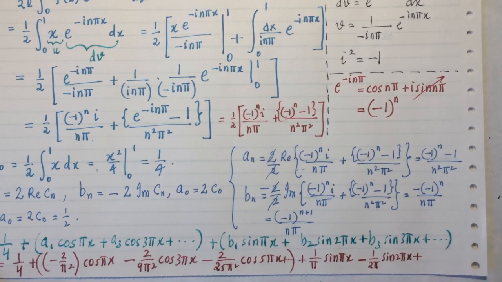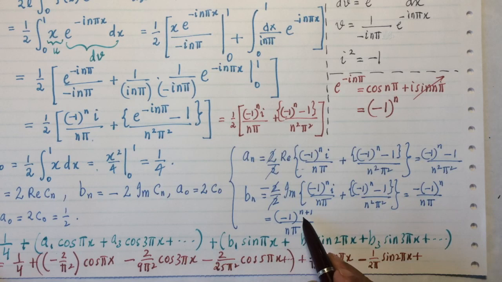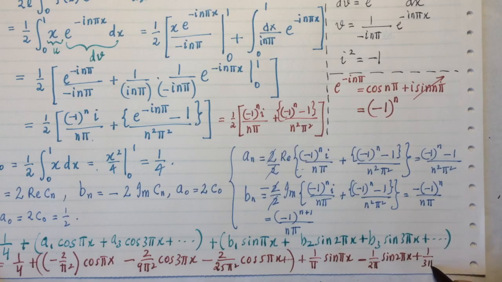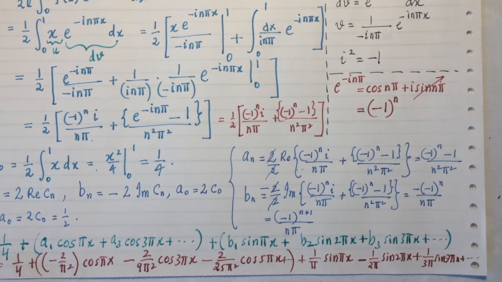And then it'll keep alternating between plus and minus. For n equals 3, I'm going to get 3 plus 1, which is 4. Negative 1 to the power 4 is plus 1. So plus 1 over 3 pi sine 3 pi x. And this is an infinite series, it never stops. So you can only write the first few terms. You can't write all the terms.